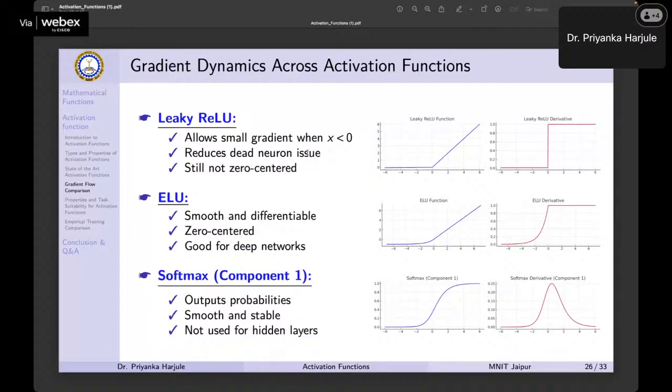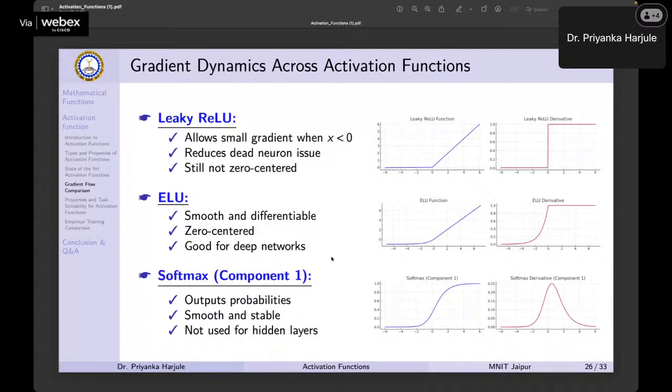So this reduces the dead neuron problem because it is giving some alpha value for the negative inputs. It is again not zero centered, so gradient updates can be biased in one direction. Then we saw the ELU. ELU was more smooth and differentiable because of the involvement of exponential.